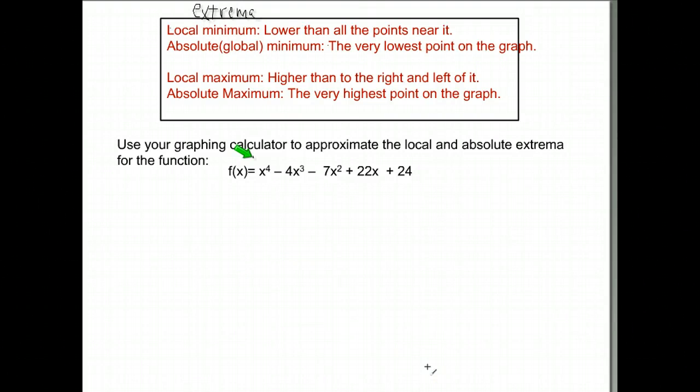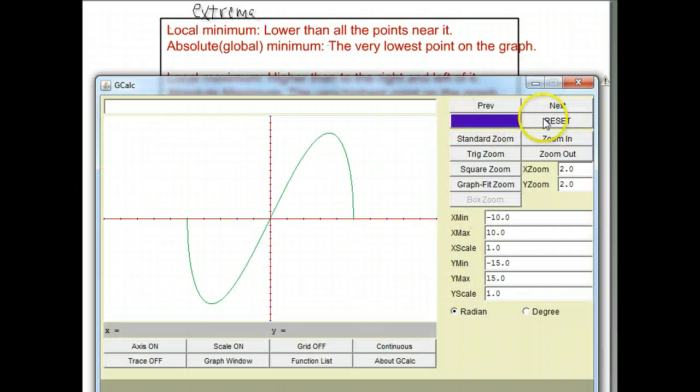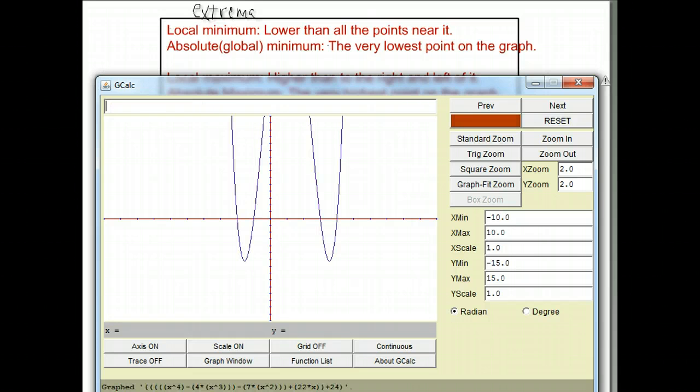Okay, so I'm going to pull up my graphing calculator now, reset it so that I have a blank window, and then up here at the top I'm going to type my function in. Now if you're using an online calculator, for exponents you put the little caret button, so that would be x to the fourth and then minus 4x to the third minus 7x squared plus 22x plus 24. And then I just hit enter and it graphs my function.